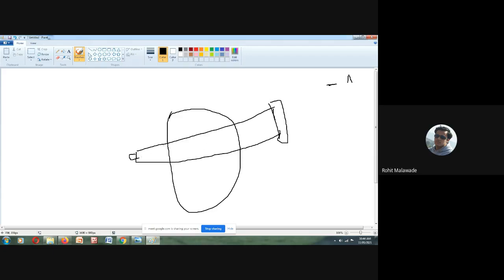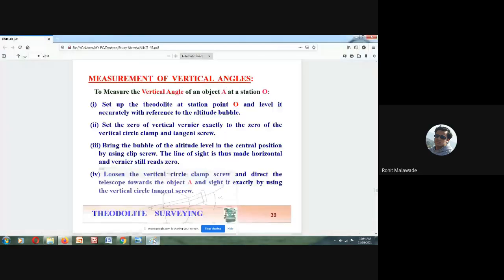Here, first it was here, now you have loosened the clamp and you are seeing the object A. Your line of sight is over here. So this is what the angle alpha is. Now bring the bubble of the altitude in a central position by using the clamp.